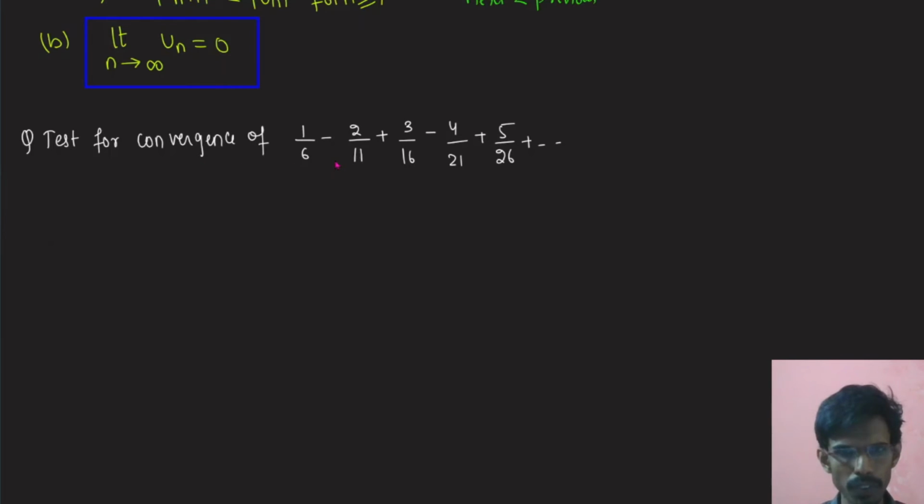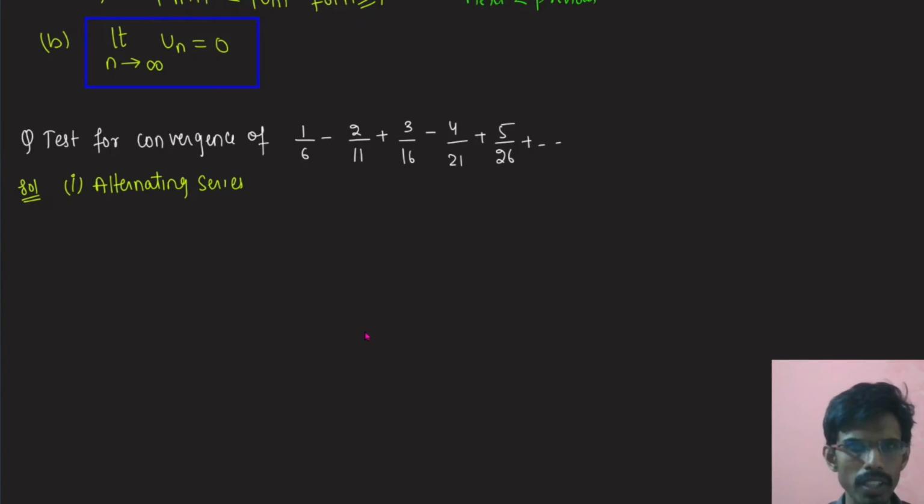Test for convergence of the given series here. Now if we observe the series, here we have alternatively positive, negative, positive, negative. So it is an alternating series. Next here we have first term u1, 1 by 6.